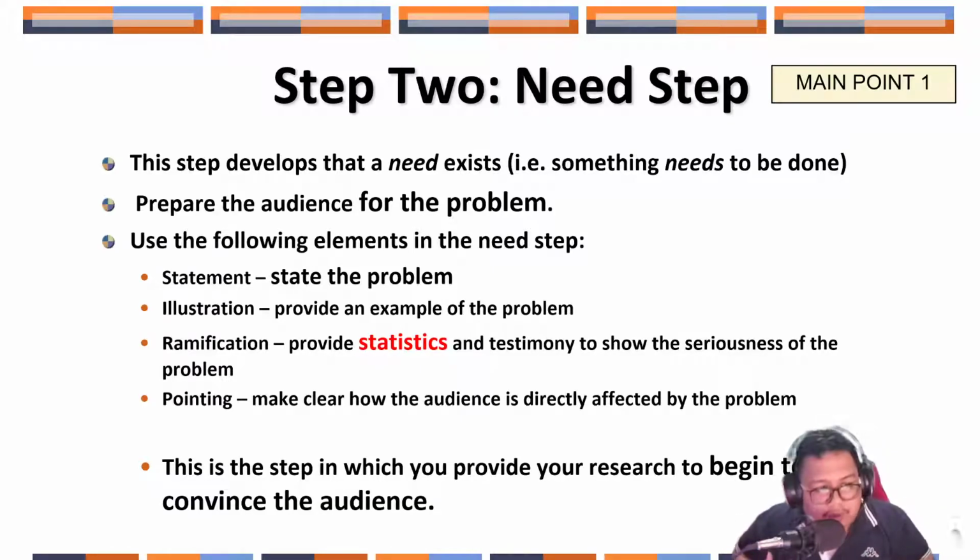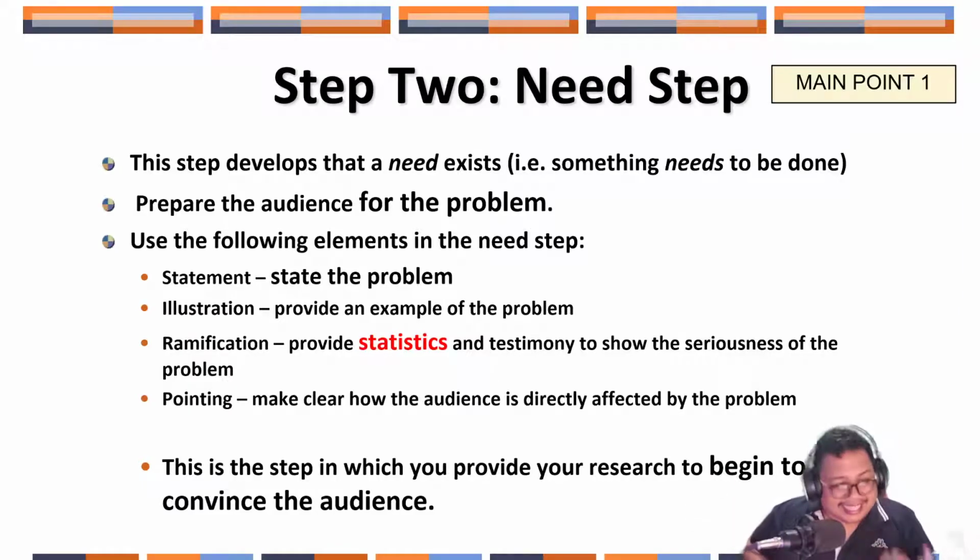Okay, so you use the following elements in the need step. You use a statement, you state the problem, you illustrate the problem, you show example, issue, and ramification. You provide statistics and testimony to show the seriousness of the problem. Then you use pointing, you make clear how the audience is directly affected by the problem. For example, why smoking should be banned. You state smoking should be banned because many people have faced breathing problems because of smoking. Indirect smokers face the most danger from this. Examples of problems: smoking in front of others, smoking in front of babies.